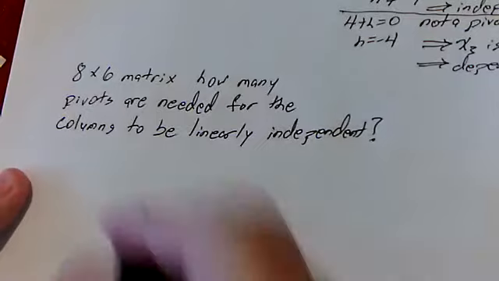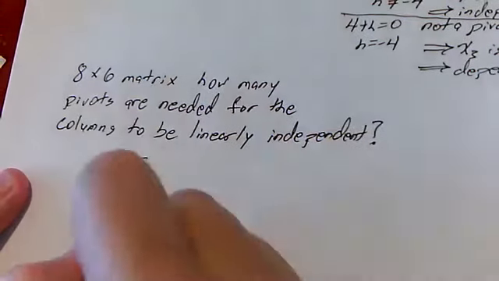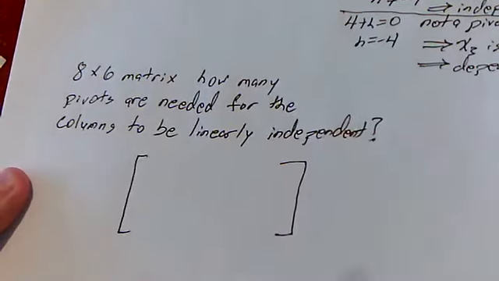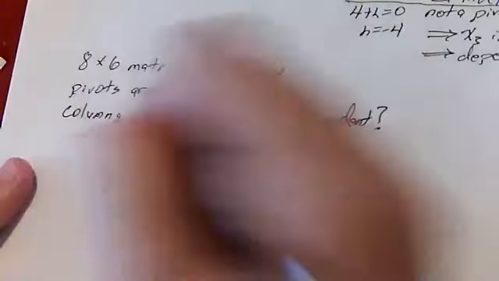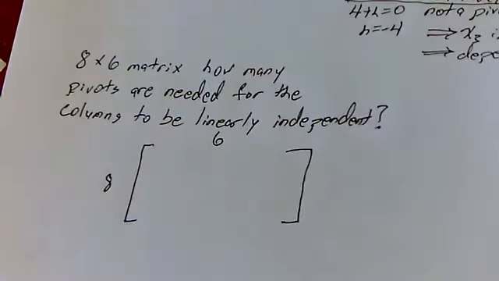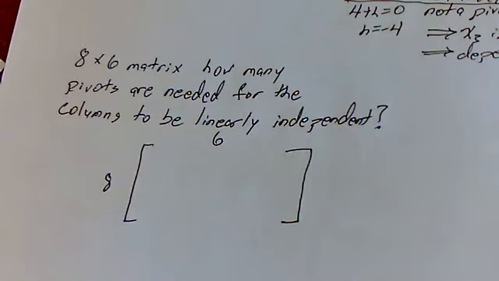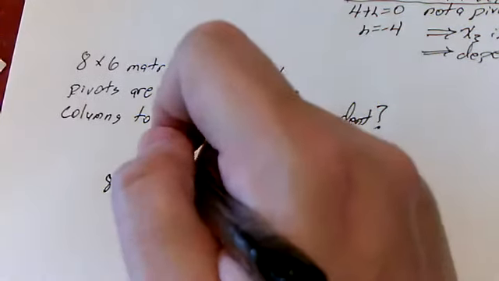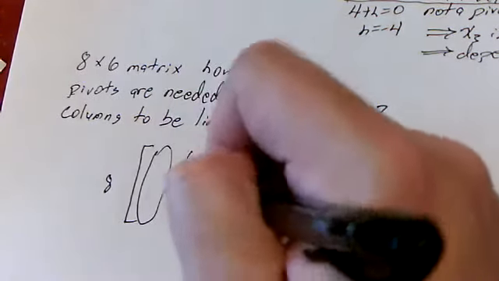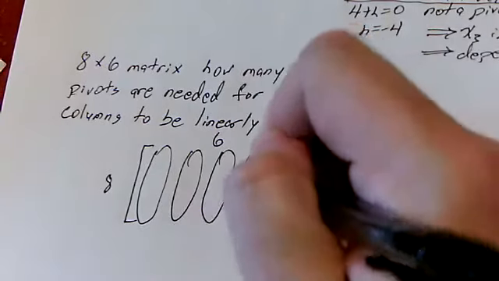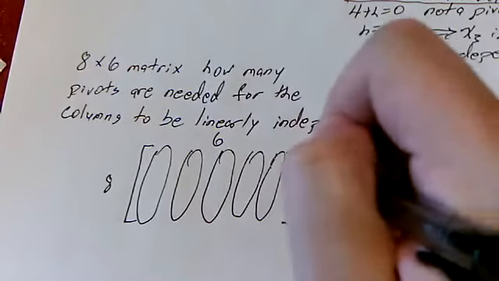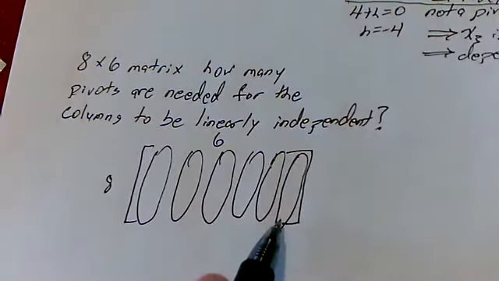Okay, so let's think about what an 8 by 6 matrix looks like. Remember, it's rows by columns. So I have 8 rows and 6 columns. If the columns are going to be linearly independent, I'm going to make these bubbles here to represent my columns. So I got 6 bubbles there for 6 columns.